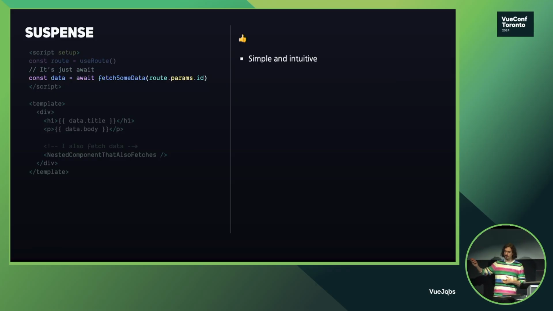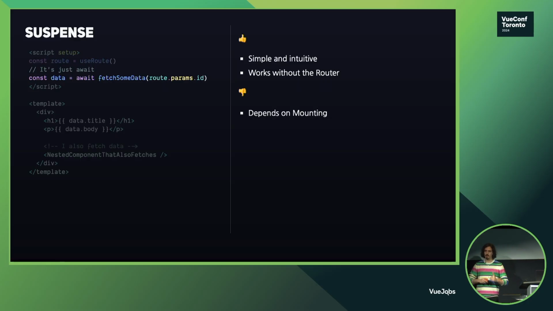So this approach is very simple and intuitive, right? We just put an await, great. And it works without the router, which is something that we often forget, because most applications, if you have at least more than one page, are going to use the router. But it's still worth saying. And the main issue it has is that we depend on mounting the component completely in order to do the fetching, okay?